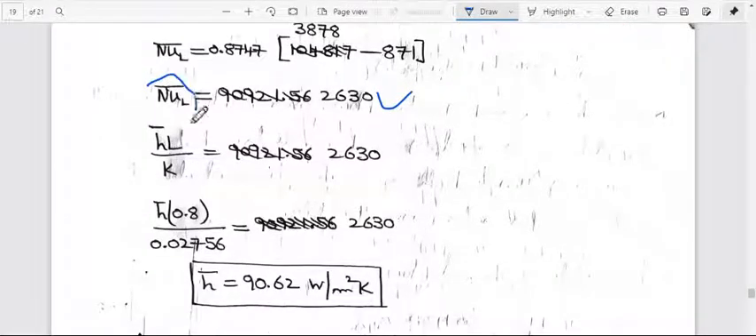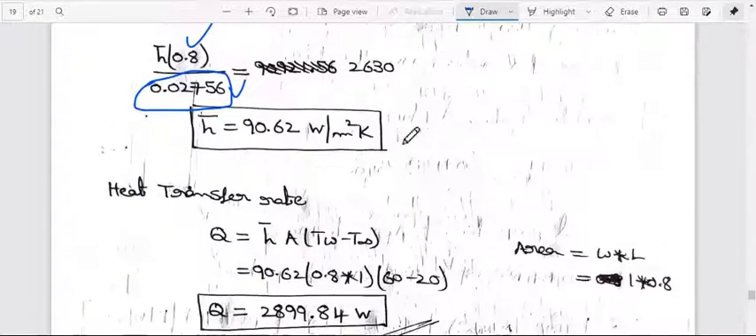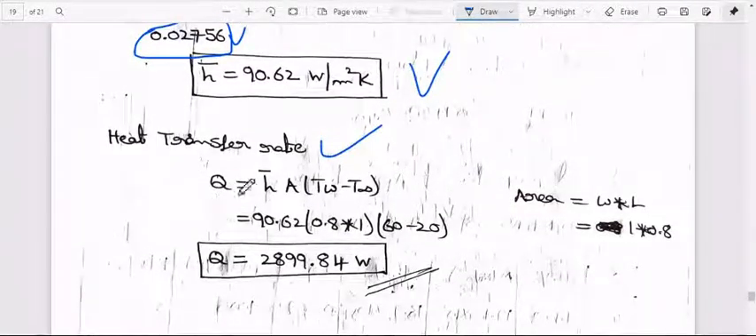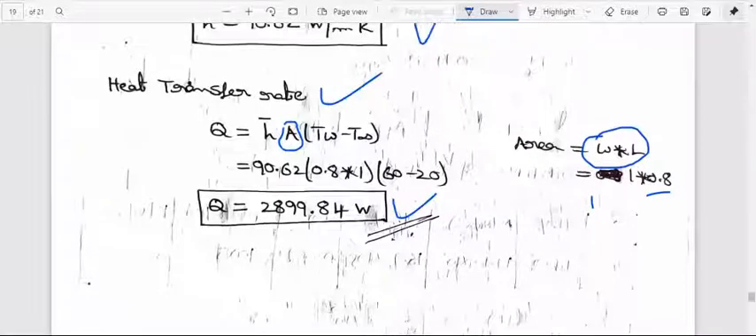So what is the NU formula? NU is equal to HL by K. L equal to 0.8 and K equal to 0.2756 from data book page number 33, that means film temperature properties. So from the K value, this is the H value. Now determine the heat transfer rate. Q equal to HA TW minus T infinity. Area equals width into length. Width is 1 unit and length equal to 0.8. That's why I'm considering area is equal to 0.8 into 1. So this is the Q formula.